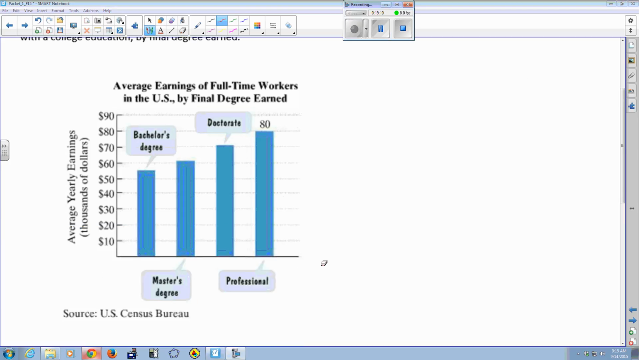Like this, you want to make sure you understand everything that's going on. You want to make sure you read the axes, the titles. What's going on here is they're showing you average earnings of full-time workers based on the degree that they've earned. Okay, so you see here that the only average salary you can actually pull off of here is $80,000, the average earning of a full-time worker who has some kind of professional degree. So this could be like a nurse, a lawyer, okay?